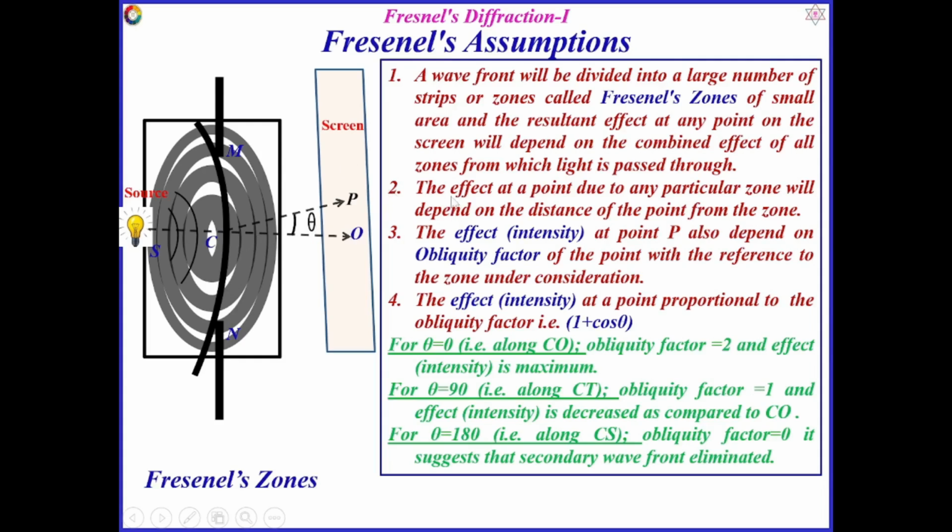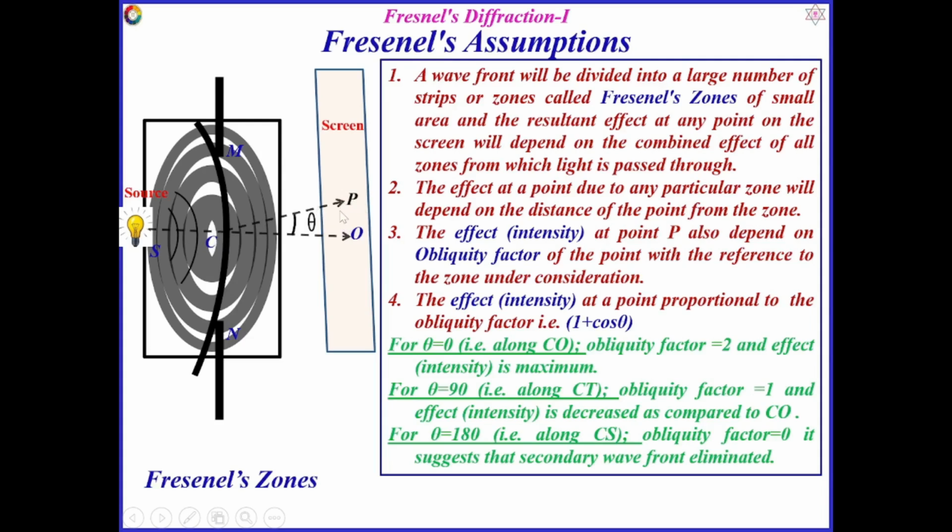Okay, next, the second point is that the effect at a point due to any particular zone will depend on the distance of the point from the zone. So we are going to consider the point P as our observed point where we are trying to find out the effect. According to the second assumption, the effect at point P from any zone, suppose we consider the center one, the distance from the zone to the point P is also to be considered.